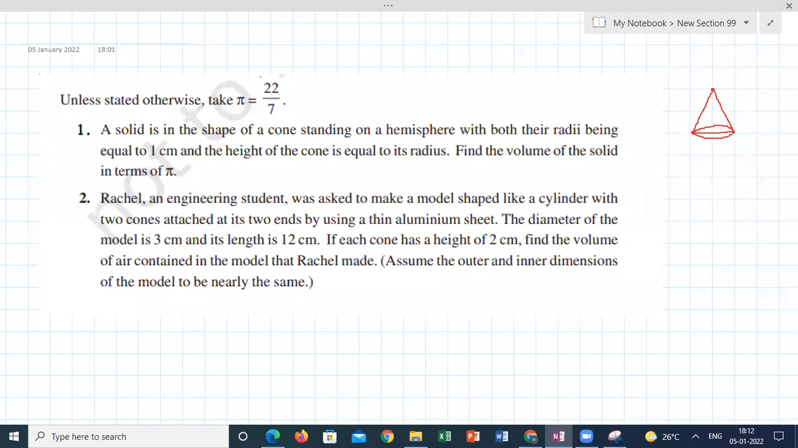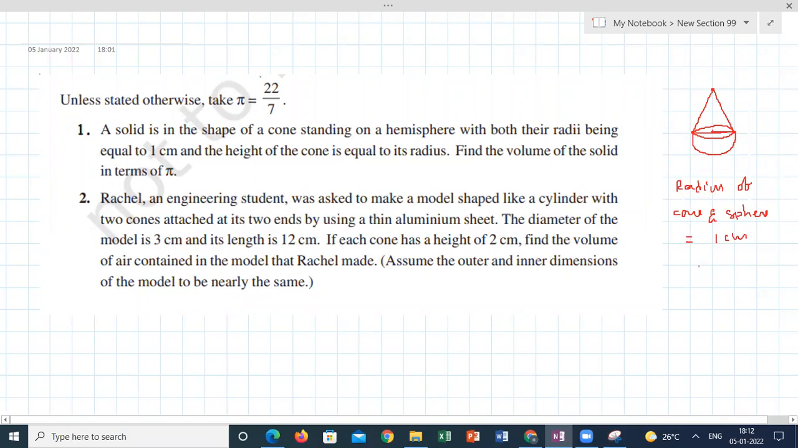Hope you are able to see the screen properly. It is standing over a hemisphere, where the radius of the cone and radius of the hemisphere are equal to 1 centimeter, and we need the volume of the solid in terms of pi. No need to solve fully. He is saying height of the cone is equal to 1 centimeter because it is equal to its radius. So this is 1 centimeter, this is 1 centimeter, and this height is also 1 centimeter.